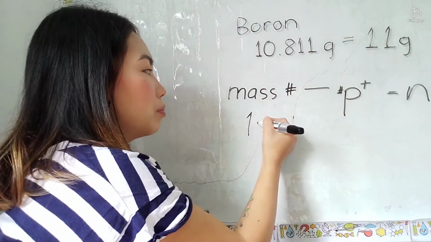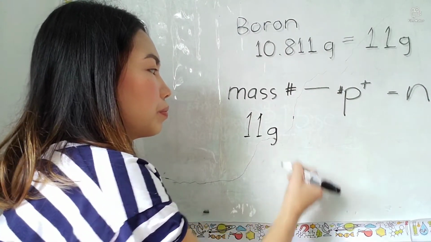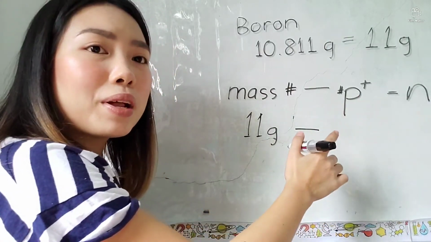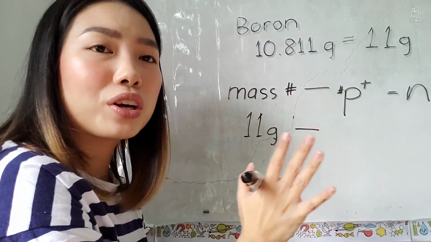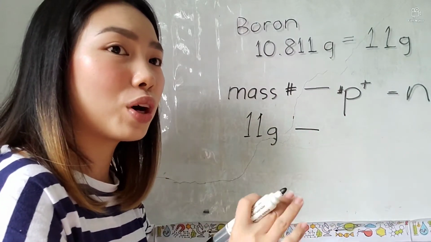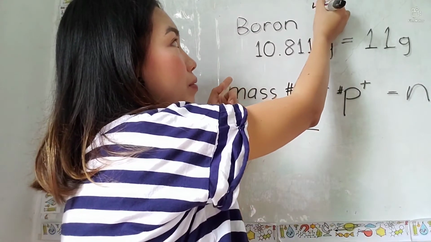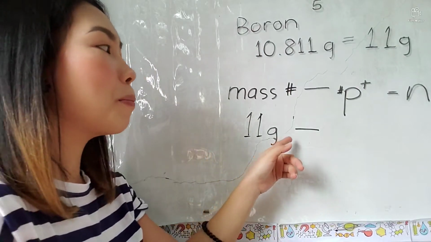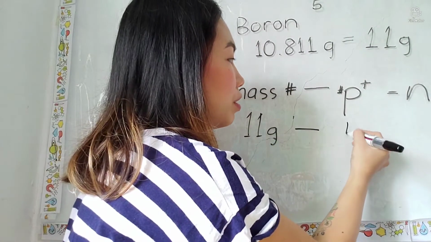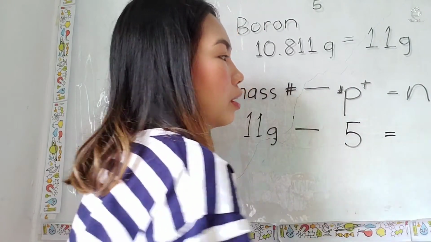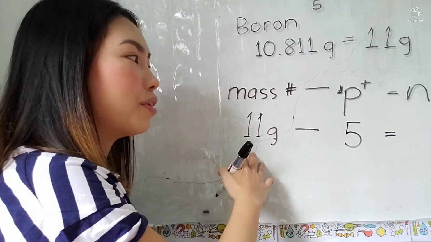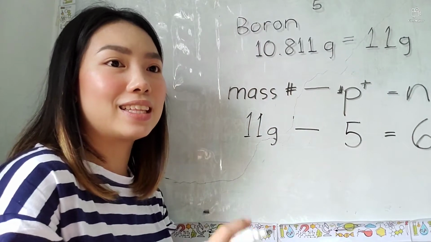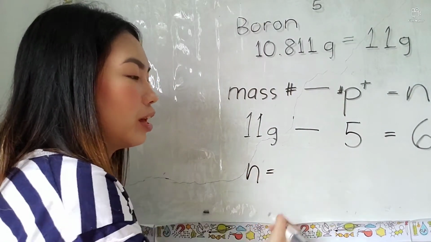So, we have 11 grams minus the number of proton. Paano malalaman yung number of proton? Look for the atomic number. Kung ano yung atomic number ni boron, which is 5, that is also the number of proton. So, we have 11 grams minus 5, and that will give you an answer of 11 minus 5 is equal to 6. And the answer for the number of neutron is 6.